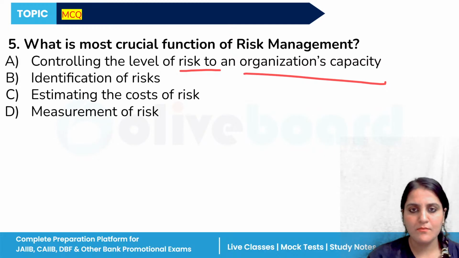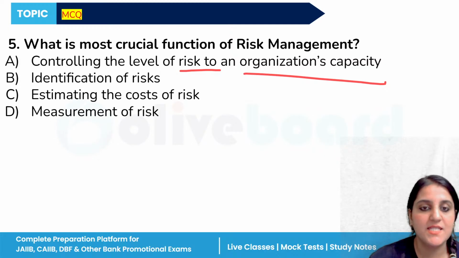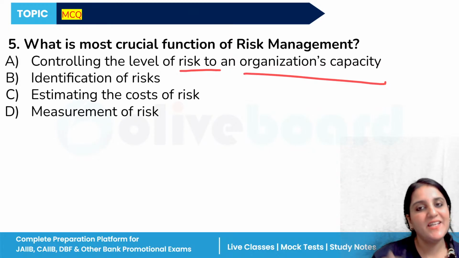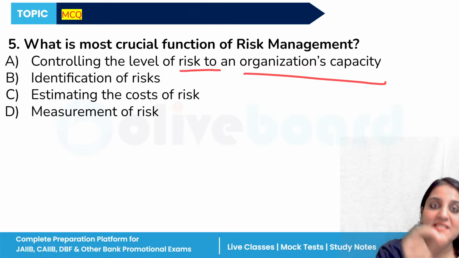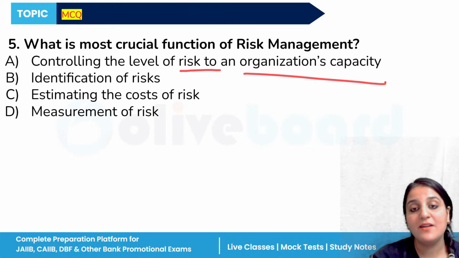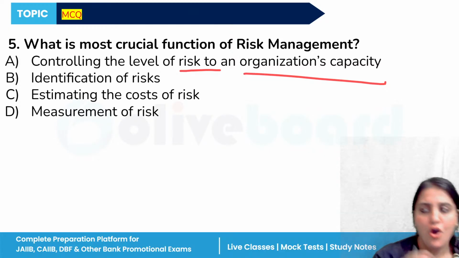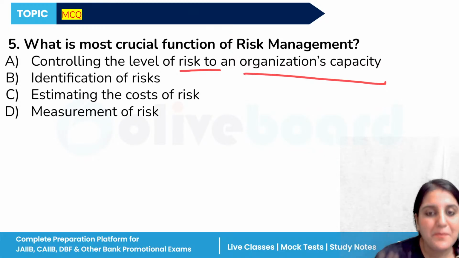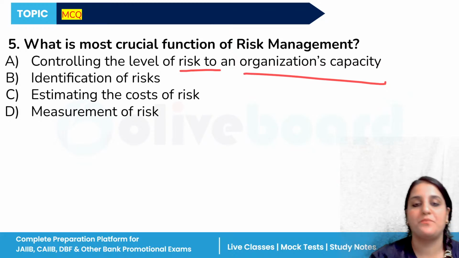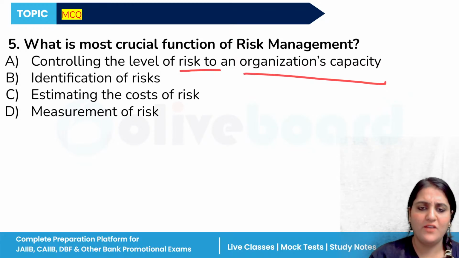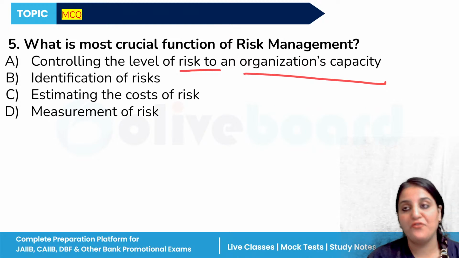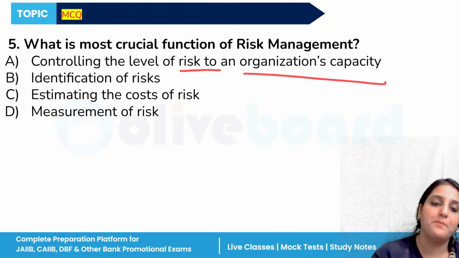See, this is the ultimate goal of risk management. Why? Because it involves taking steps to reduce the impact of negative events on the organization's ability to achieve its objectives. This might involve avoiding risk altogether, mitigating its impact, or transferring it to another party.